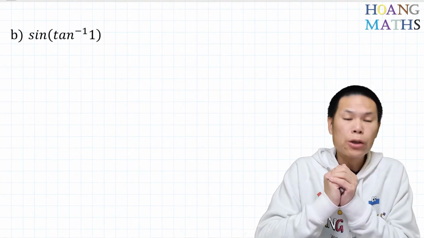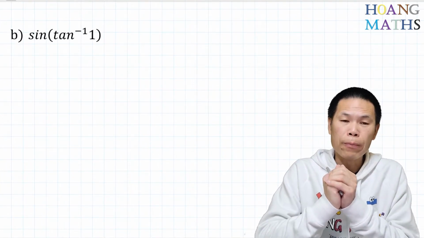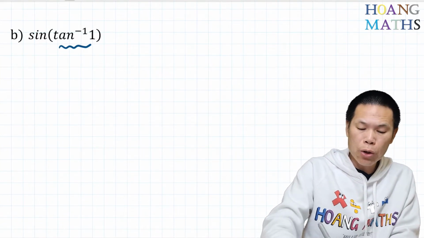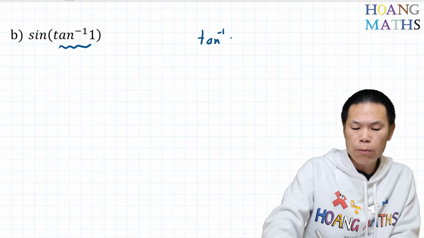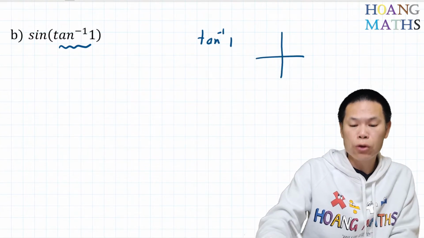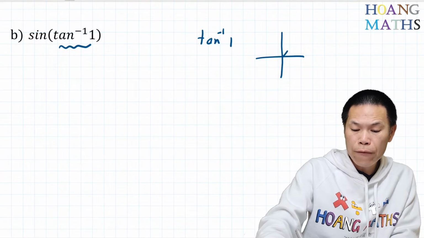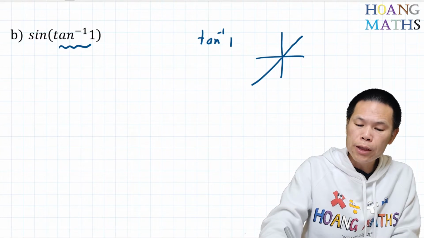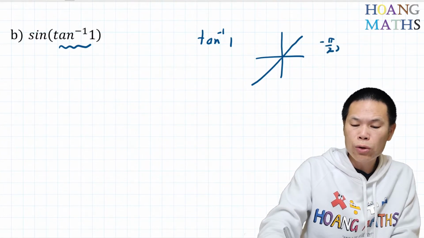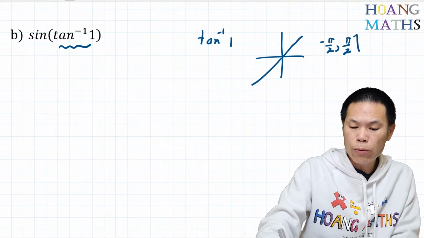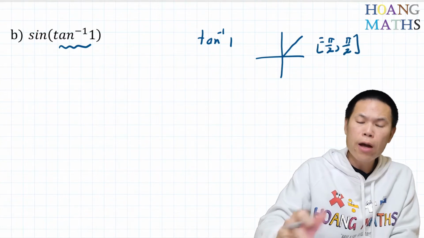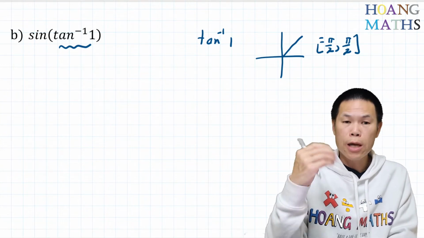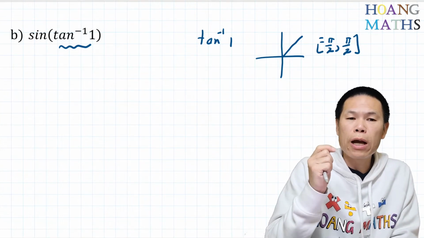Second one: sine of tan inverse of 1. Again, we just need to evaluate inverse tan of 1 first. Now, because 1 is positive, it will be in the first and the third quadrant. And we know that the range for inverse tan is between minus pi over 2 and pi over 2. So therefore the answer should be in the first quadrant, okay? Because it has to be between minus pi over 2 and pi over 2.